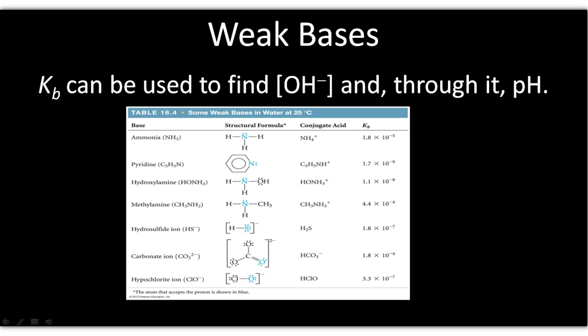Some examples of some very common bases. Notice as an example, this is the exact same value that we saw for acetic acid. So again, it kind of sticks. So 2 very common weak acids and bases, acetic acid and ammonia, those are the values that go along with it.